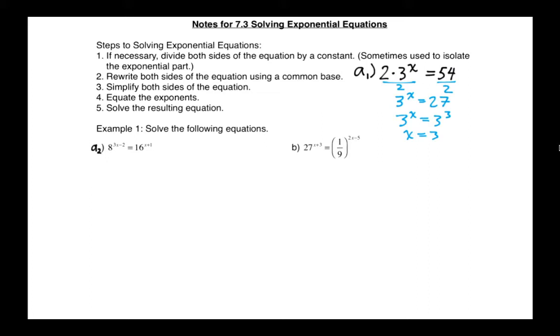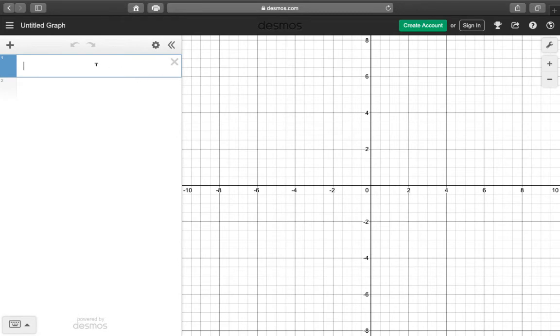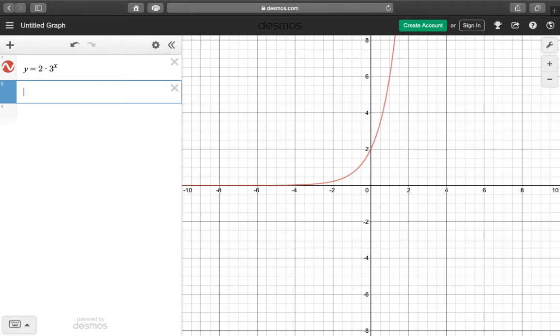Now I want to say a word or two about checking, because obviously this might seem pretty simple, straightforward. I think I've got it, cool. But you want to do a check sometimes. So there's a number of ways that you can do checks. One way is to go back to your other method, the graphical method. So if I punch in y equals 2 times 3 to the x, and I graph that, and then I graph y equals 54.